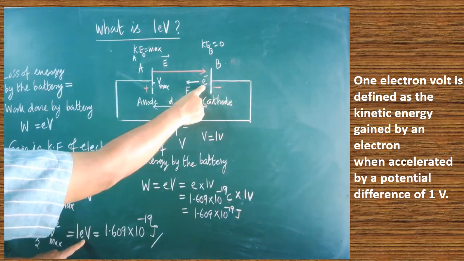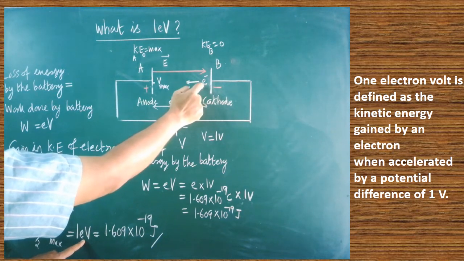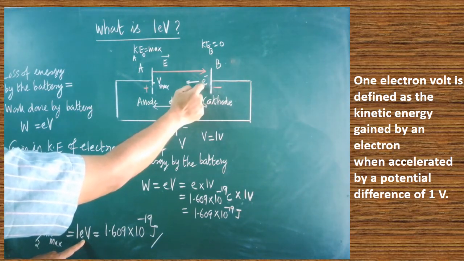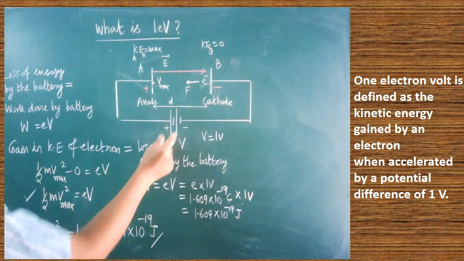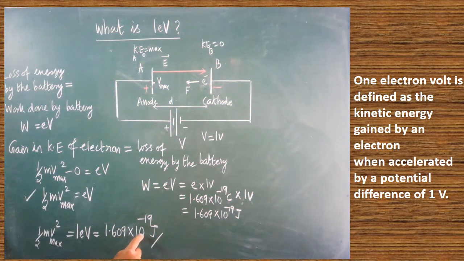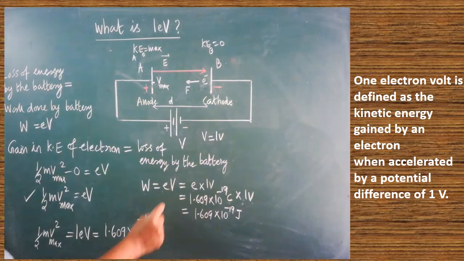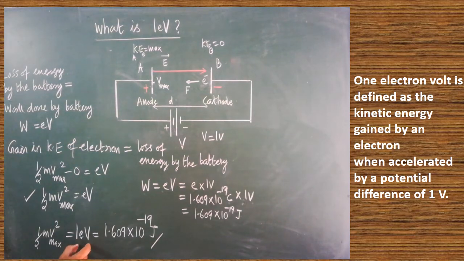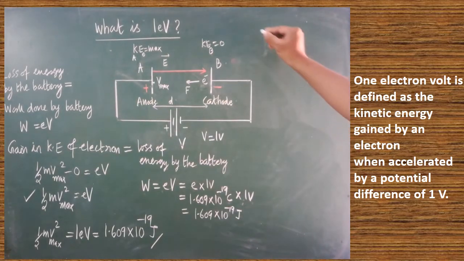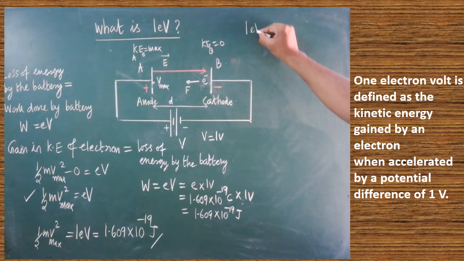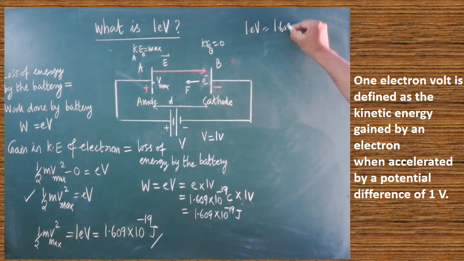Is it clear? For the gain of the kinetic energy of the electron, how much work must be done by the battery? 1.609 into 10 to the power of minus 19 joule of work must be done by the battery. Only then the gain in kinetic energy of the electron will be equal to 1 electron volt. So know this conversion, very important one. Here, to convert from electron volt to joule, this formula must be used: 1 electron volt is equivalent to 1.609 into 10 to the power of minus 19 joule.